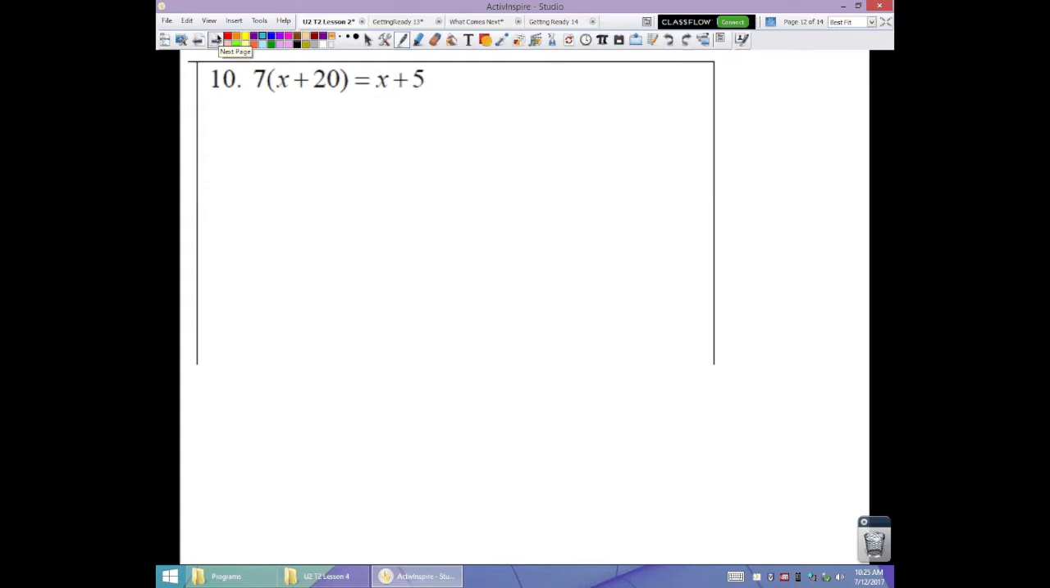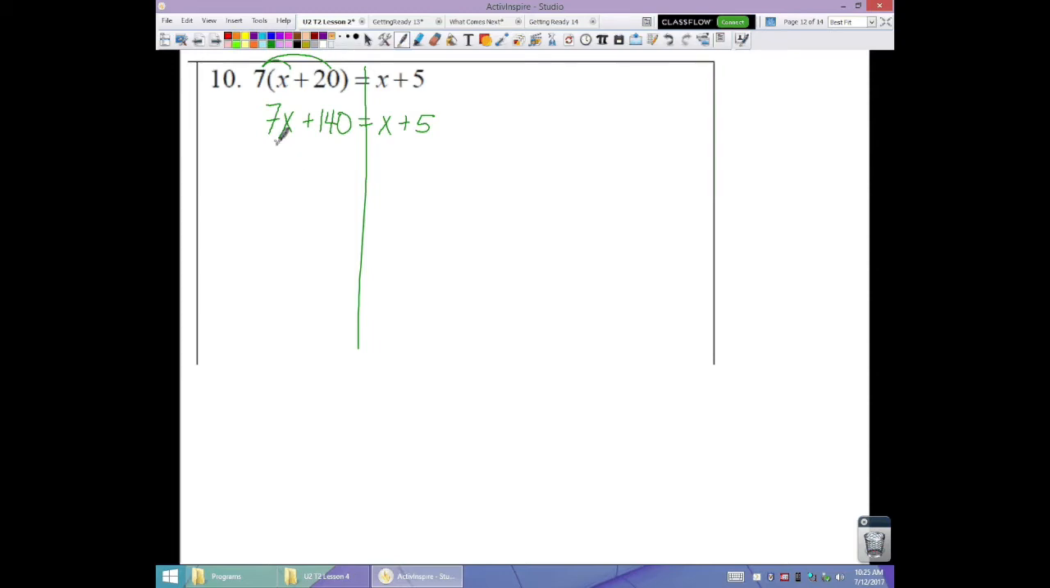Number 10. This time I have parentheses on just the left-hand side. So I will be distributing over on the left here. 7 times x is 7x. 7 times 20 is 140. That is equal to x plus 5.